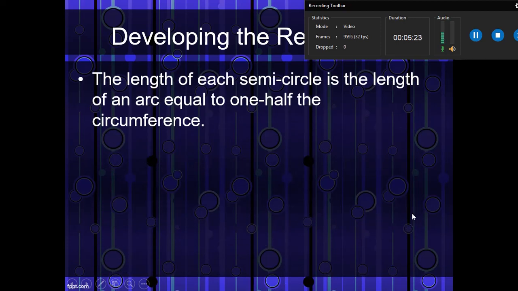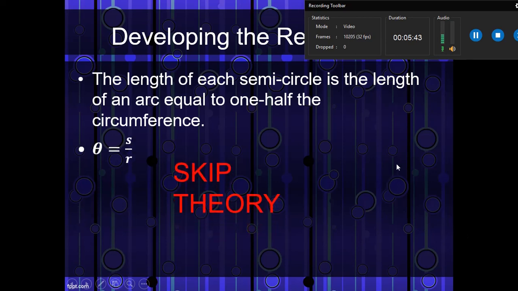So we know that when we draw in our diameter, we are creating 2 semicircles. Each semicircle has an arc length that is half of our circumference. So we could always use our circumference formula to calculate a linear measure or the distance. There is a lot of space here for you to write. We were going to go through the theory, but to save time for the video, we're going to skip the theory. It's not really relevant at this time.